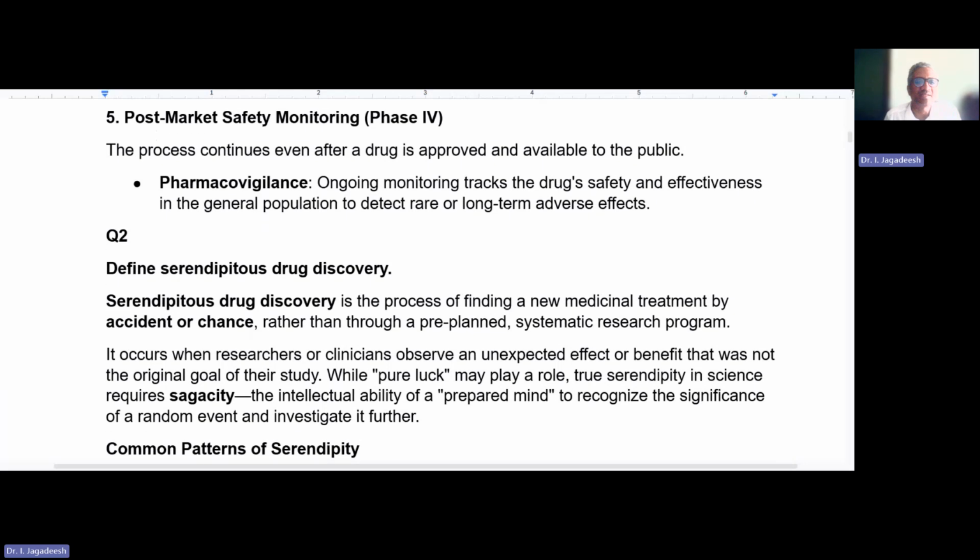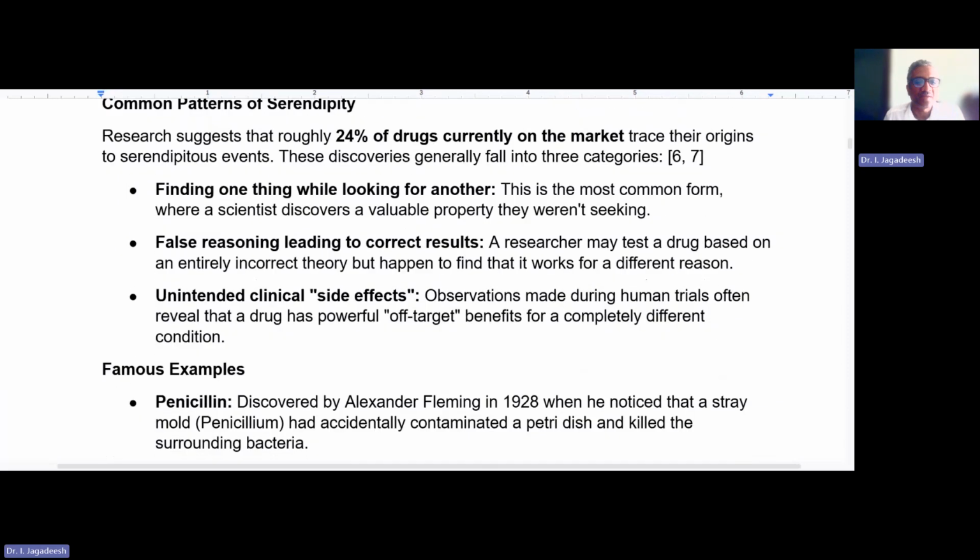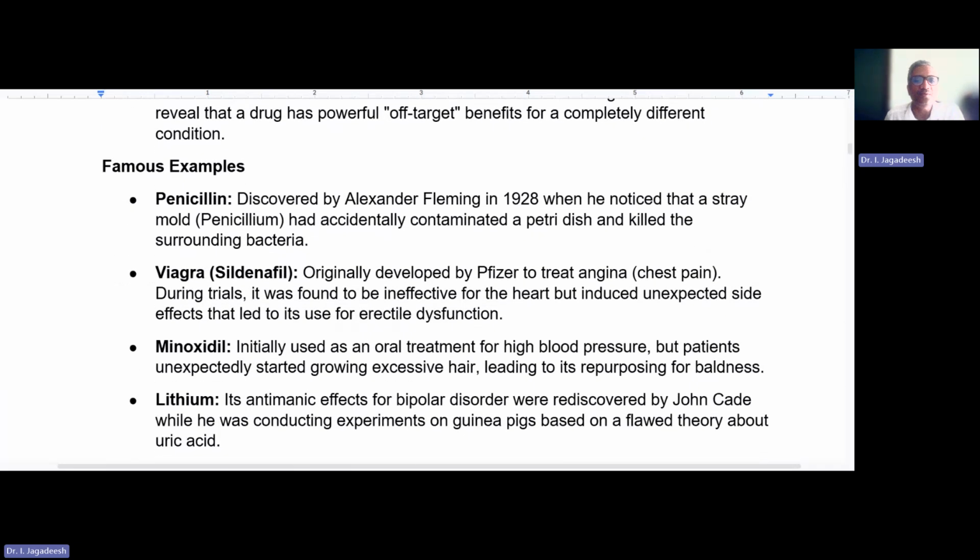The second question is: define serendipitous drug discovery. It is the process of finding a new medicinal treatment by accident or chance rather than through pre-planned and systematic research programs. The example is penicillin, discovered by Alexander Fleming. He noticed that a stray mold, Penicillium, had accidentally contaminated a petri dish and killed the surrounding bacteria. That finding resulted in a Sanjeevani-like drug for most infections.